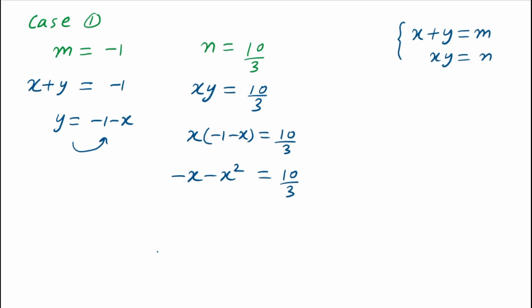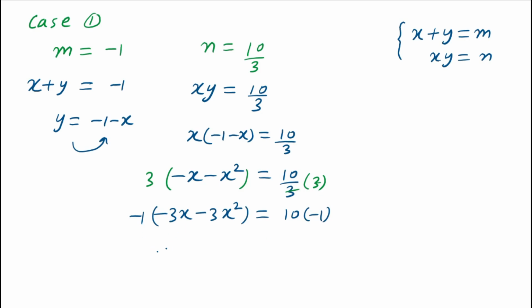The denominator part is 3, so we multiply both sides by 3. In the right hand side, 10 over 3 is multiplied by 3, so this 3 and this 3 cancel out. This 3 multiplied by minus x gives minus 3x, and this 3 multiplied by minus x square gives minus 3x square, and this is equals to 10. In the left hand side the coefficient of x square is negative, so to make the coefficient of x square positive, we multiply both sides by minus 1.